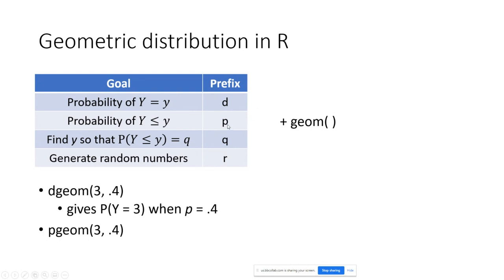pgeom(3, 0.4), the prefix P gives the probability of y being less than or equal to some value little y. So that gives us the probability that y is less than or equal to 3 when our probability of a yes on any one trial is 0.4.